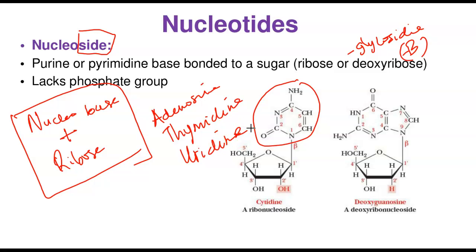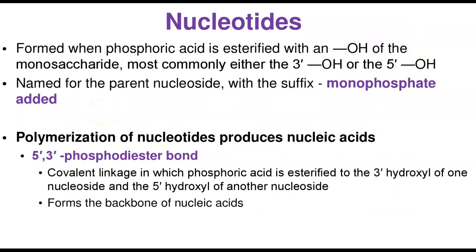Now, what is a nucleotide? Like I said earlier, a nucleotide is a nucleobase plus a ribose plus a phosphate group, and that's what we're going to see. A nucleotide is formed when a phosphoric acid, a phosphate, has been esterified to the hydroxyl group of the monosaccharide, most commonly the 3-hydroxy or the 5-hydroxy. And it is named for the parent nucleoside by adding monophosphate.